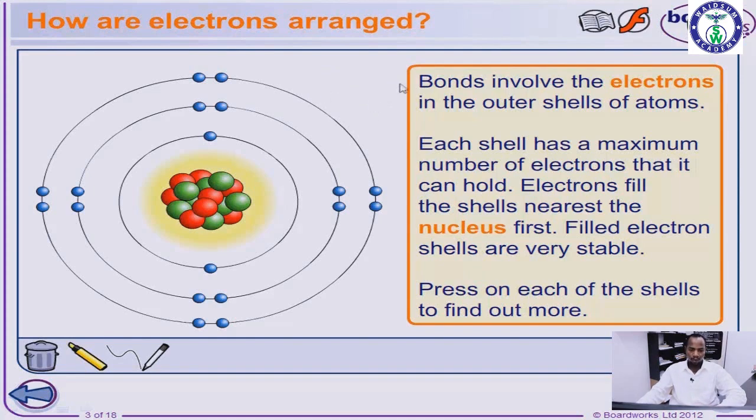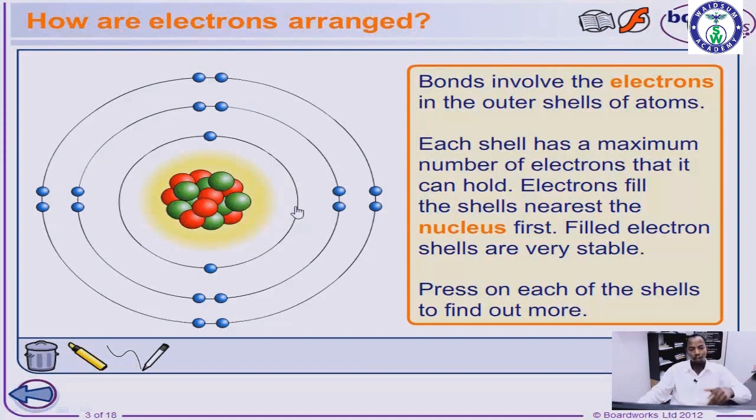So if n is 1, you say 2 times 1 squared. 1 squared is 1, times 2 is 2. So the maximum number of electrons in the first shell, which is closest to the nucleus, is 2. And then subsequently it is 8. So we have 8 electrons revolving around here. Okay? So that is that for that.